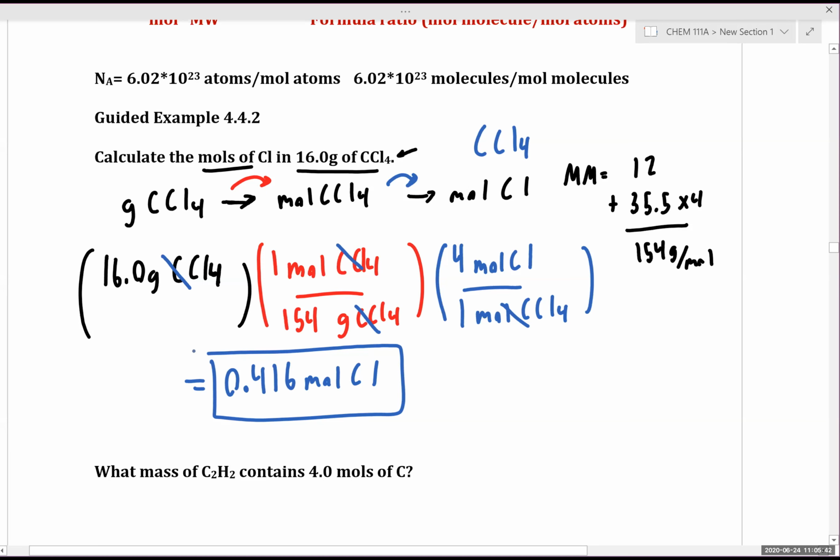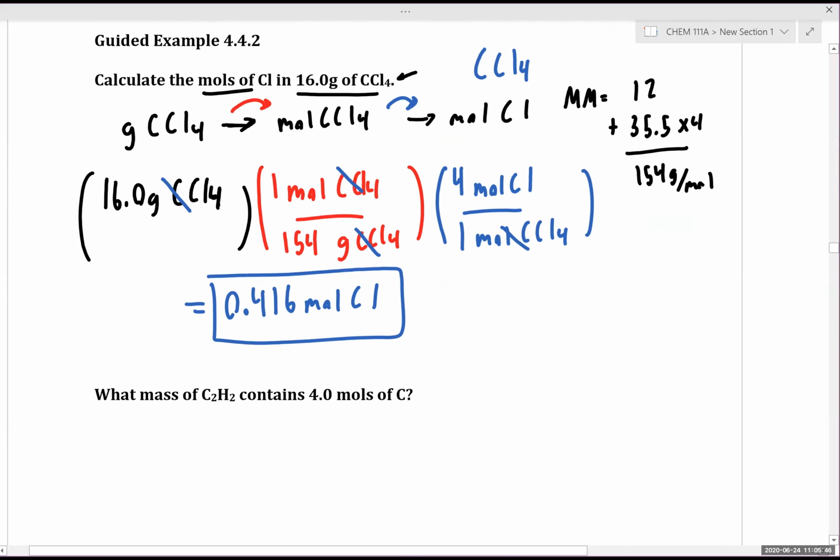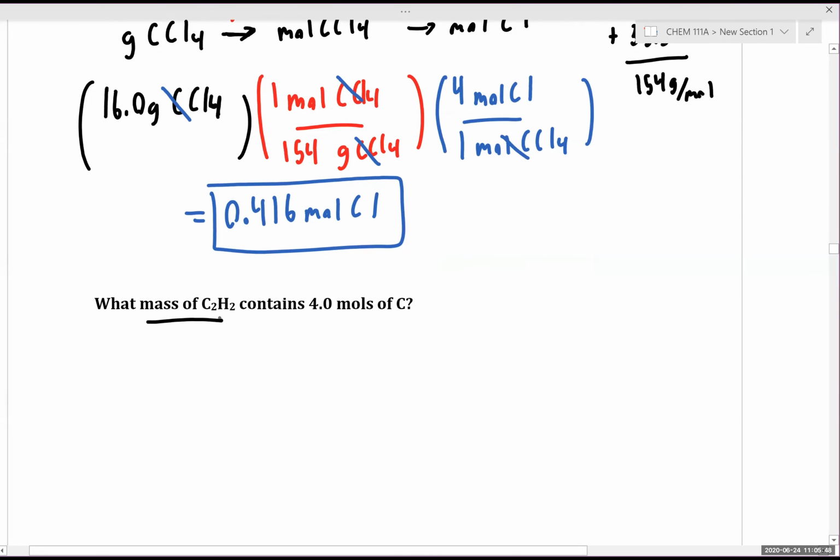Okay, let's do another example. In this case, we're asked what mass of C2H2 contains 4 moles of carbon. So we're trying to go from moles of carbon to moles of acetylene, which is C2H2, to grams of acetylene, not quite moles. So we want the mass, which is the grams of acetylene, and we're given the moles of carbon.